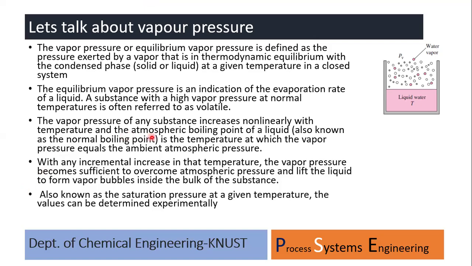So we are seeing here that the vapor pressure of any substance will increase non-linearly with temperature, and then the atmospheric boiling point of a liquid, also known as the normal boiling point, is the temperature at which the vapor pressure would equal the ambient atmospheric pressure. So that's the definition for the boiling point, where the vapor pressure of the material, the pressure that would be exerted by the material at a particular temperature, is equal to the atmospheric pressure. Then we have boiling occurring, right? And then if we increase the temperature, that vapor pressure can become enough to overcome the atmospheric pressure, and then the liquid will now form bubbles that can come out of the substance. Okay.